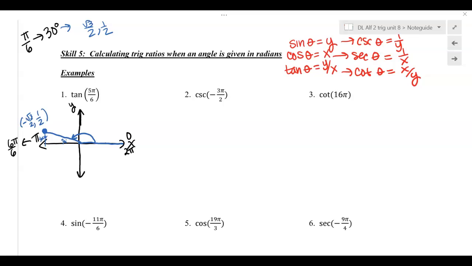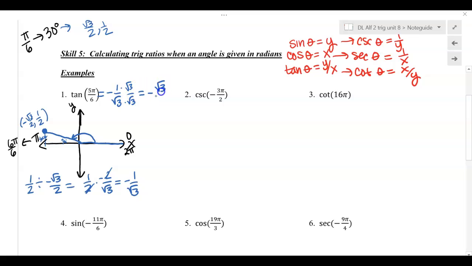So remember, tangent is y divided by x. So in this case, that would be 1/2 divided by negative rad 3 over 2, which is 1/2 times negative 2 over rad 3, which is negative 1 over rad 3. And we usually don't keep our answer in this format. We would normally choose to multiply by this 1 to rationalize it as negative rad 3 over 3.